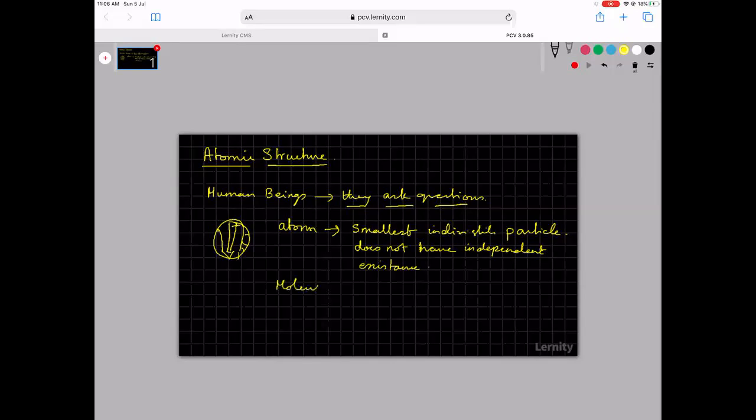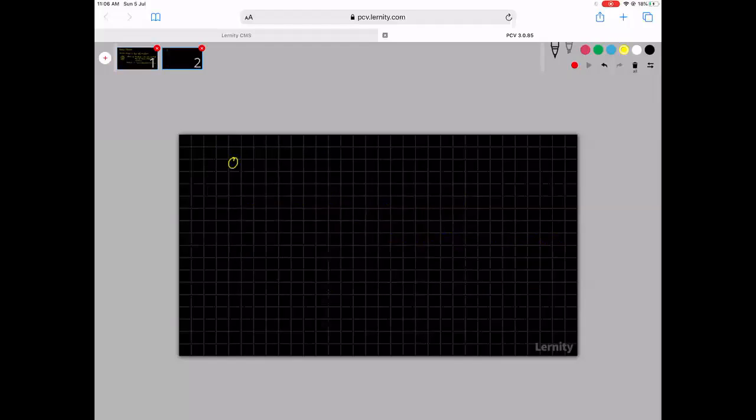Molecule, it is the same thing, is the smallest indivisible particle which has independent existence. Okay, so while it is possible for us to get one molecule of O2, it is not possible for us to have just O. So this is atomic O. Atomic O is not possible, but it exists somewhere. It exists at high temperature and all that. But this is molecular O.